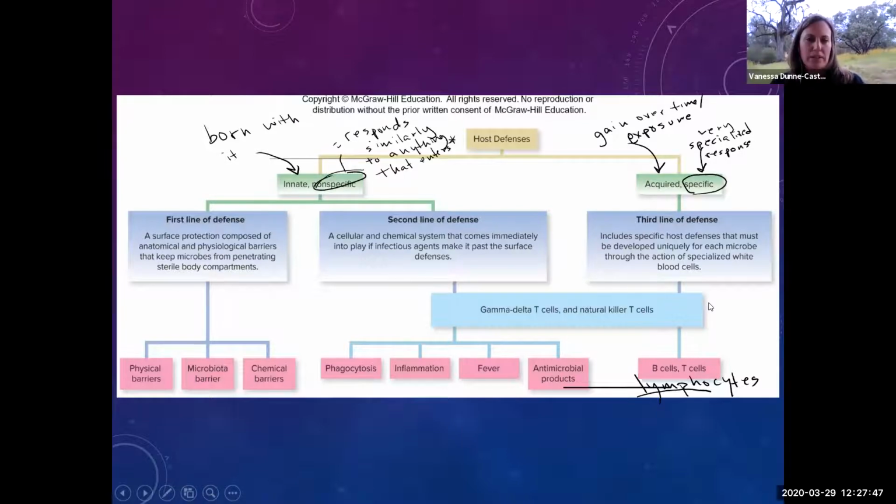Yeah, chapter 13. Okay, so we're going to start over here with the first line of defense, understanding our physical and chemical barriers, remembering that our microbiota, our normal flora, fit in here as well. Then I'll give you an introduction to the second line of defense, talking about the key players involved in our cellular immune response. And then in the next set of slides, we'll talk through the inflammatory process and the details behind it.